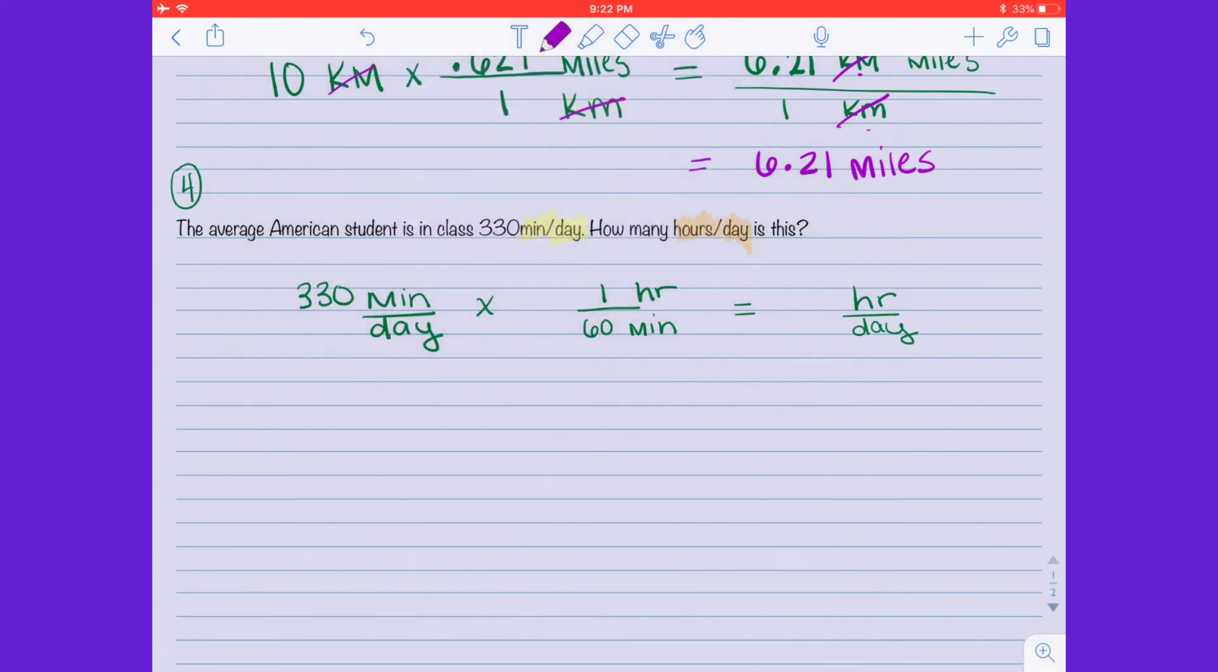So again, why am I doing this? What is my thought process? Because I know I want to end up with the number of hours per day. And if I put minutes on the bottom here, that cancels out so that my units are hour on top and my units on the bottom are day. So now I can go ahead and multiply, and that's 330 over 60, which actually reduces to 5.5 hours per day.